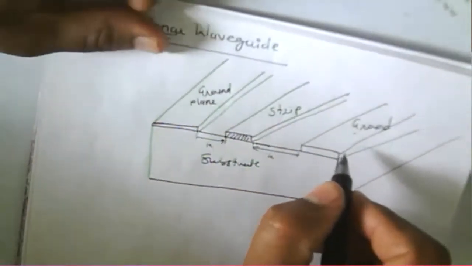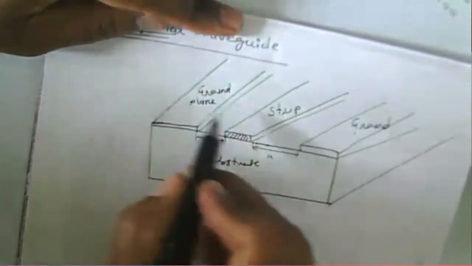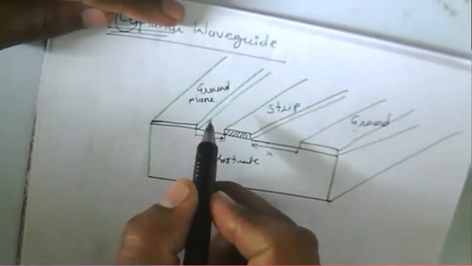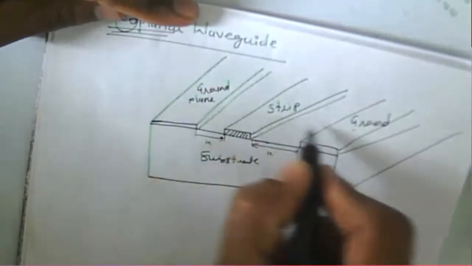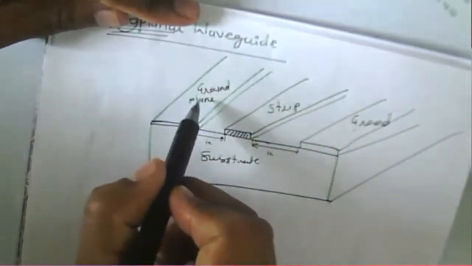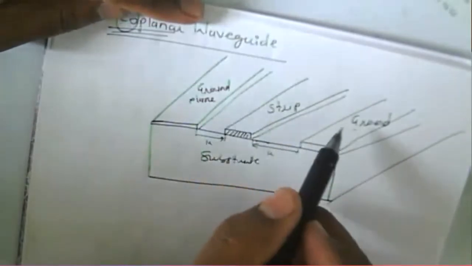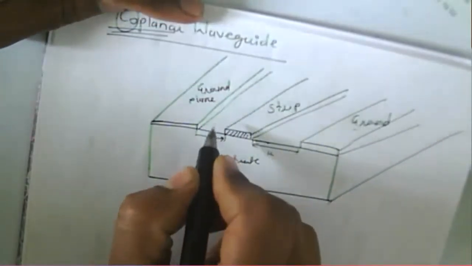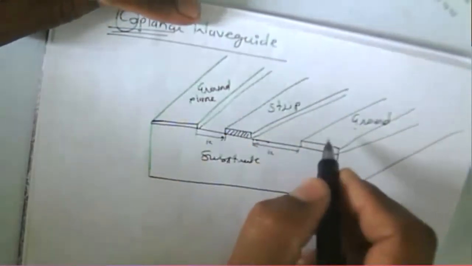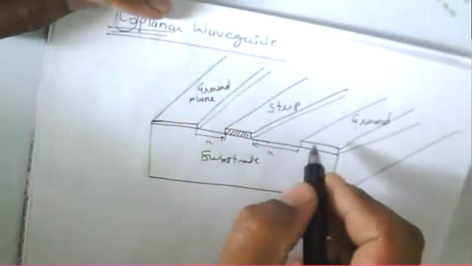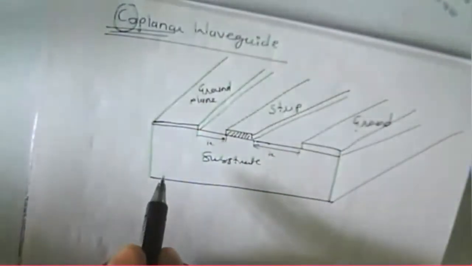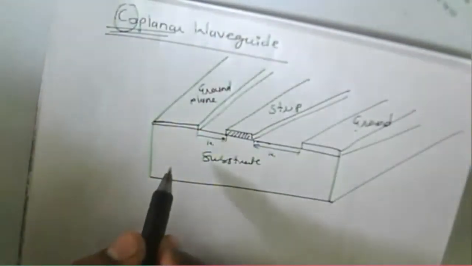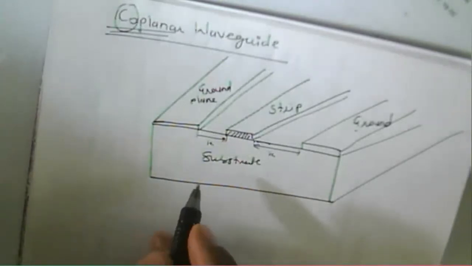Now this is the substrate here, and these are nothing but ground planes, all present in a single plane. Because all these ground planes and the strip line are present in a single plane, there will be advantages while connecting a line or connecting a component. It will be easier to connect to this particular coplanar waveguide.